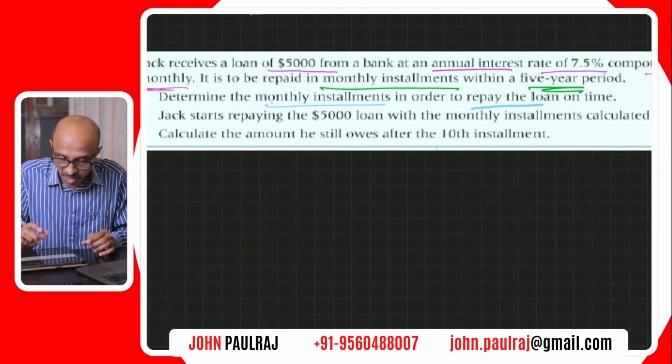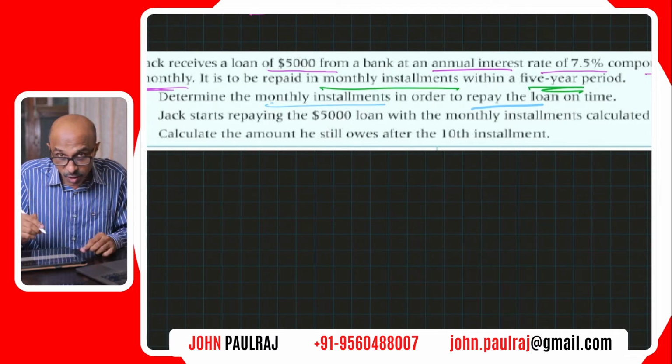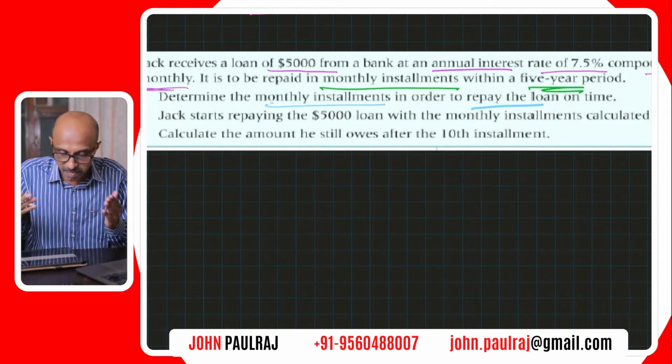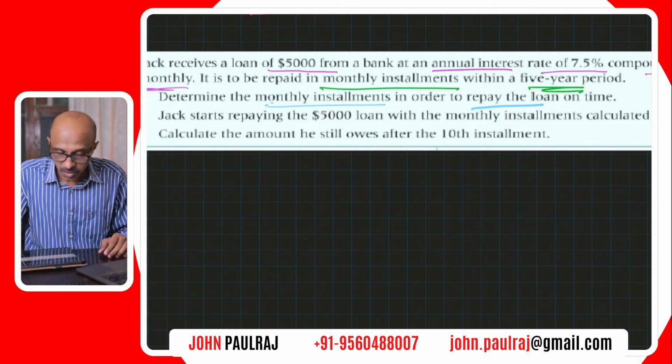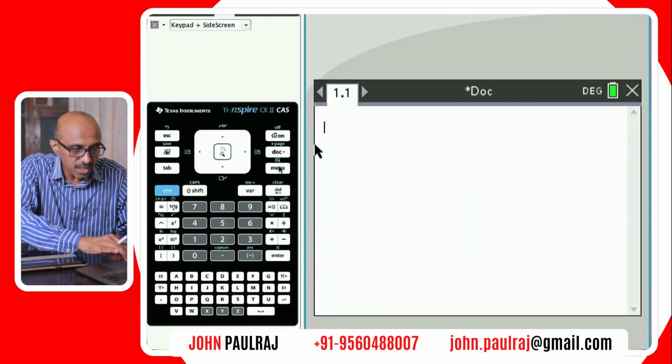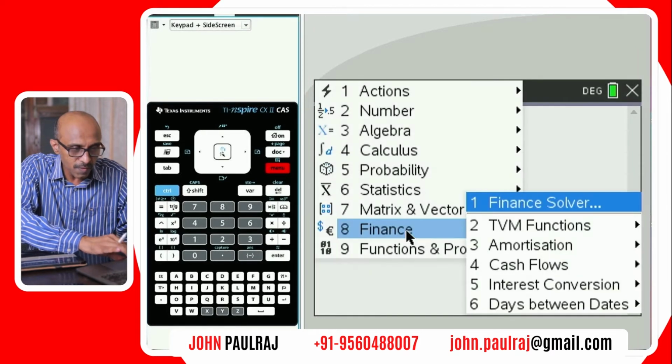And we've got to figure out the payment. That monthly installment is going to be that fixed, constant amount that needs to be repaid every month over that 5-year period. And so we need to find out what that monthly installment is going to be. So let's jump to our calculator and add a calculator page. We'll make our way to the finance solver.